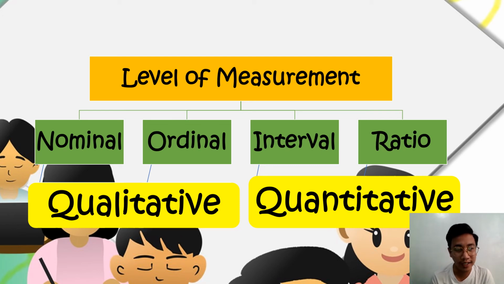How about the ordinal variable? The ordinal variable, from the name itself, it denotes that a variable is ranked. Yung nominal walang rank, walang order. Itong ordinal variable ay meron nang ranking or order. But this variable can have a qualitative or quantitative attribute.